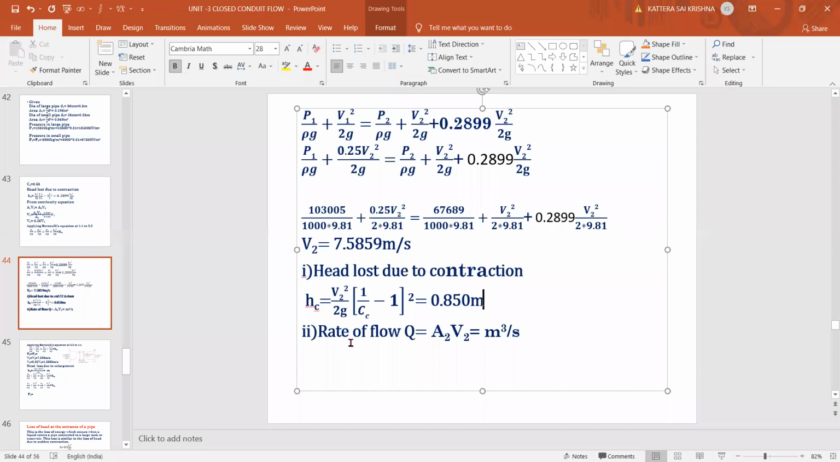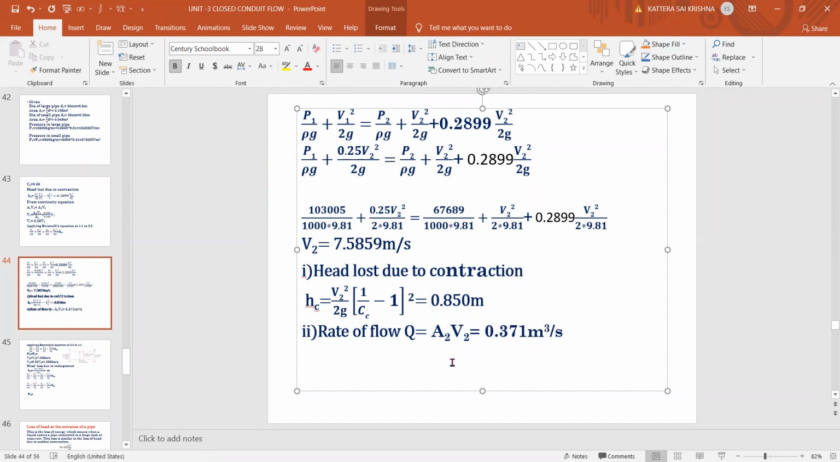So now, since he is also asking to find the rate of flow, we can use V2 for finding this. So A2 is already there, 0.0490 into 7.58. You'll get your discharge value. Yes, please tell me the discharge value. 0.371 meter cube per second.